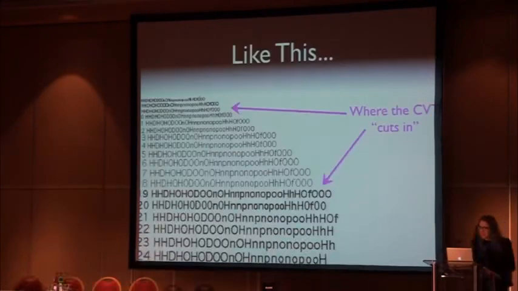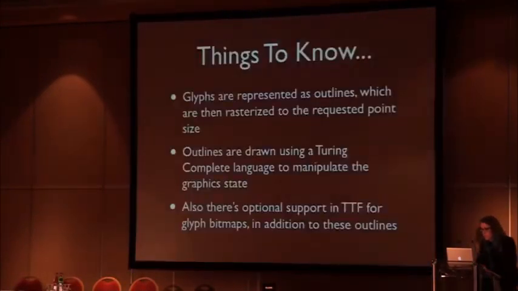So I'm not going to cover that. But you can see it at work here, because between these two point sizes, you can see the thickness of the characters change, and up there too. And it's basically these points, these places where the control value table kicks in and starts making changes.